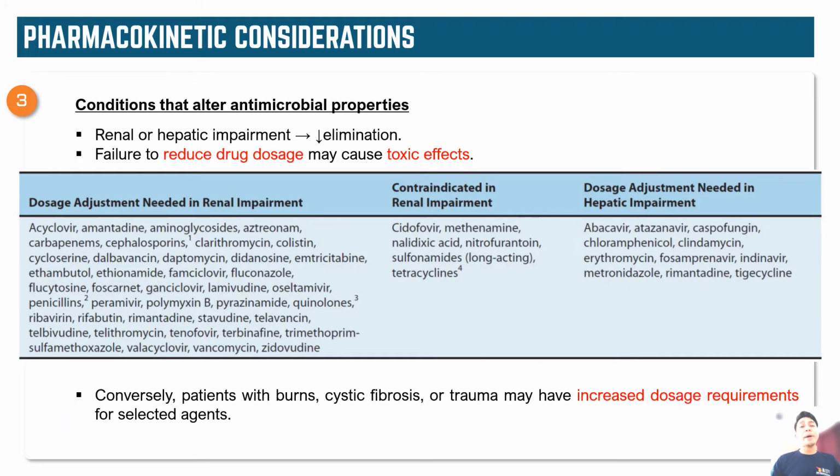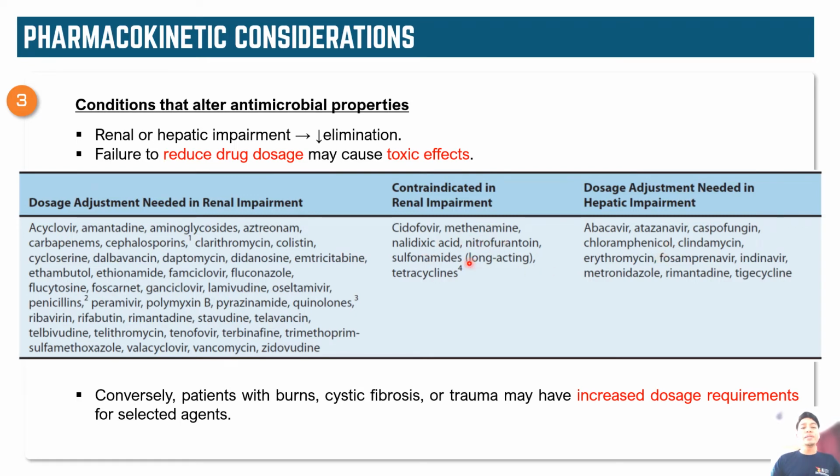Another factor that you might want to consider is the condition that can alter the antimicrobial properties, especially when the patient has renal or hepatic impairment, which will reduce the elimination of the antimicrobial drugs. The failure to reduce the drug dosage may cause toxic effects. Here is the list of antimicrobial agents that require dosage adjustment, especially in renal impairment patients. Meanwhile, this is the list of drugs that require dosage adjustment, especially in hepatic impairment.